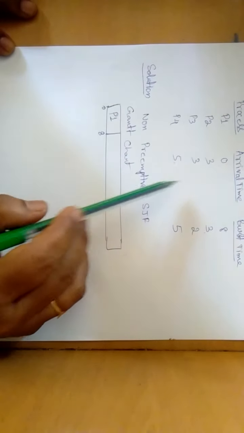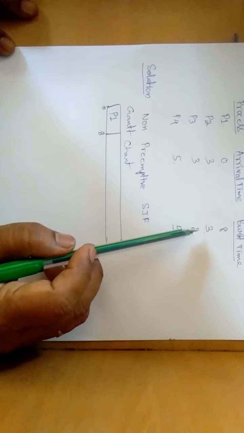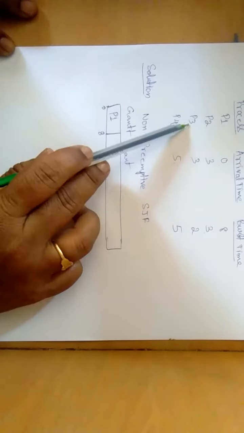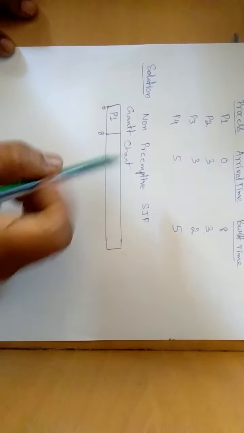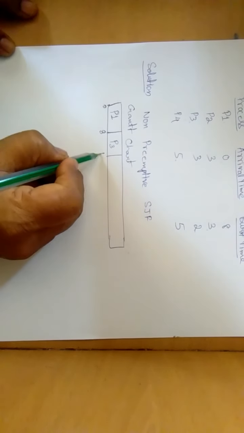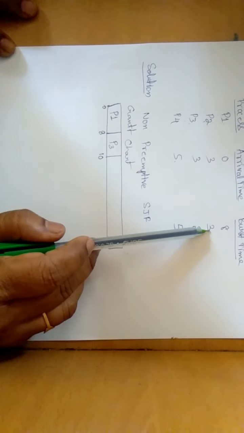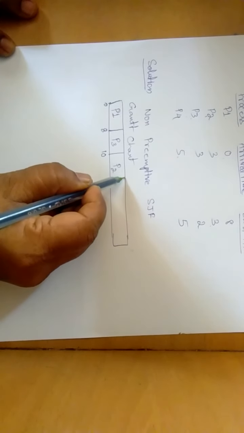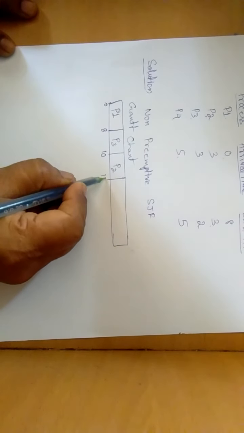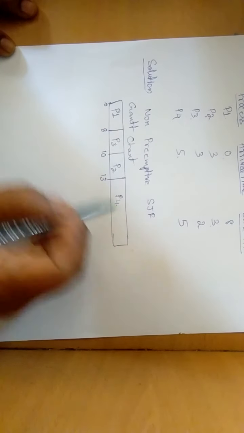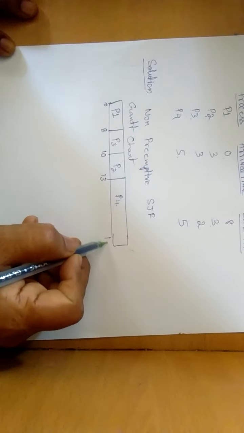Now according to shortest job first, the process having the shorter burst time has to be picked up first. So we are going to pick up process P3 with a burst time of 2. So 8 plus 2 will be 10. Next we'll be picking up process P2 with a burst time of 3, because that is lesser than 5. So 10 plus 3 will be 13. Now the leftover process will be P4 with a burst time of 5. So 13 plus 5 will be 18.